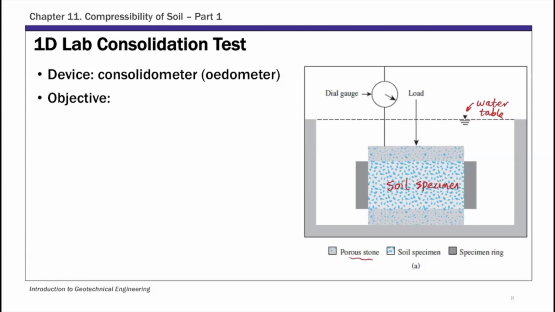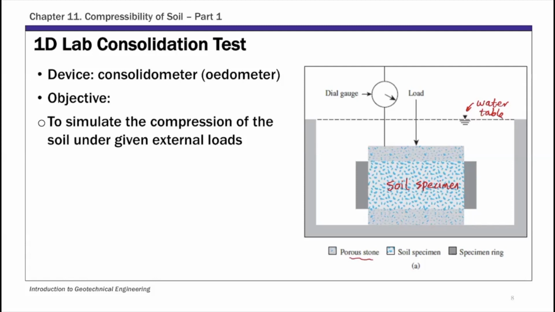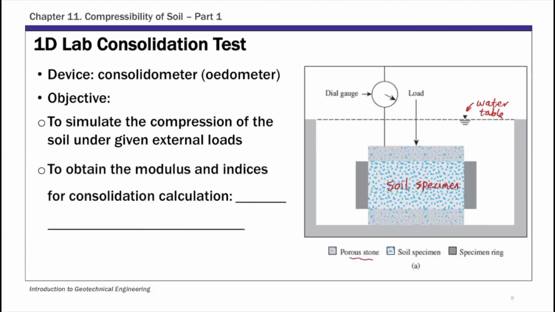And this device is called an odometer or consolidometer. There are two main objectives for this consolidation test, as I mentioned. The first one is to simulate the compression of soil, basically the deformation load response. And more importantly, to obtain the moduli and indices you need for consolidation calculation. Specifically, you're going to get these indices and moduli: CC, CS, C sub V, and sigma C prime.